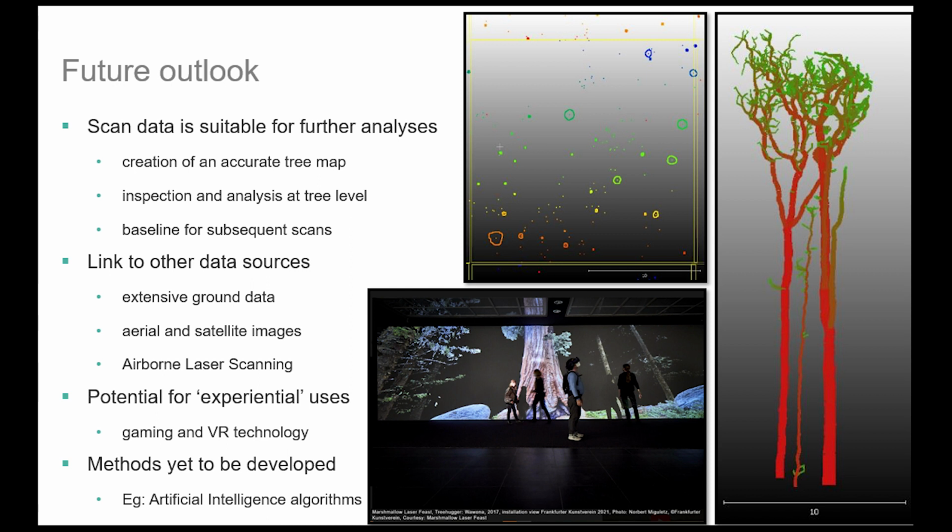And there's even potential for new modern technologies like VR technology or the use of artificial intelligence algorithms.